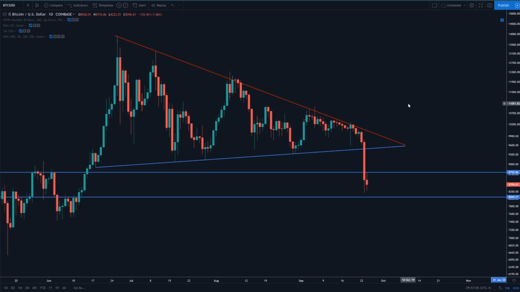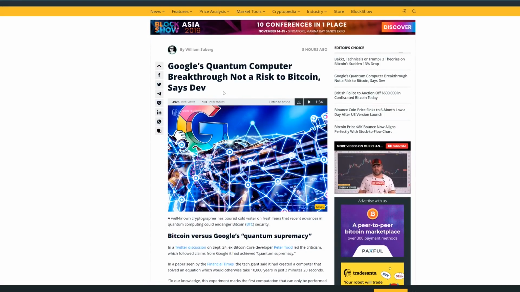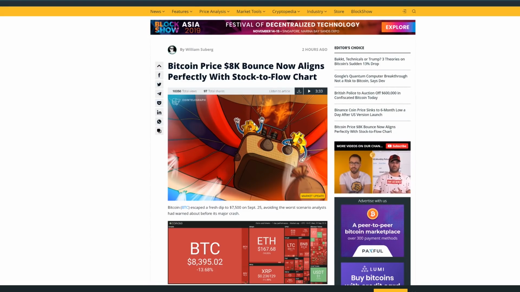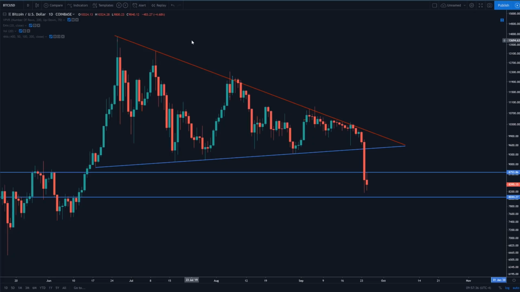So in today's video, I want to analyze what exactly caused this crash because I think there's a very specific reason why this happened, and I think there's something very important we can learn from it. And I also want to talk about some other news like Google quantum computers and the stock to flow charts that people are attributing to this crash in Bitcoin and whether or not these were as big of factors as people are making them out to be. Guys, I think we have a great video lined up for you today.